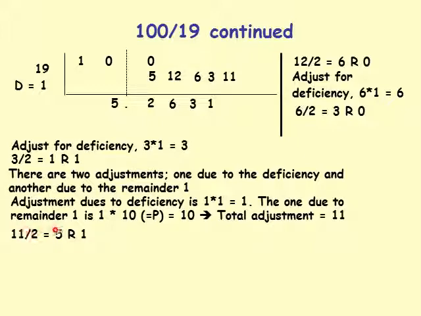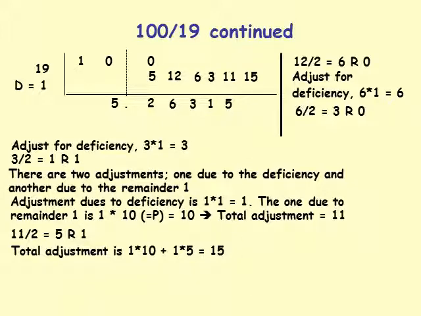11 divided by 2 is 5, remainder 1. 5 is my next quotient. Now there are two adjustments: one because of the quotient 5 and deficiency 1, another because of the remainder 1. The remainder 1 is a nominal value; its effective value is 1 times 10. And this is the adjustment for the deficiency: 1 times 5. 1 times 10 plus 1 times 5 is 15. So 15 is the adjustment for the next dividend position.